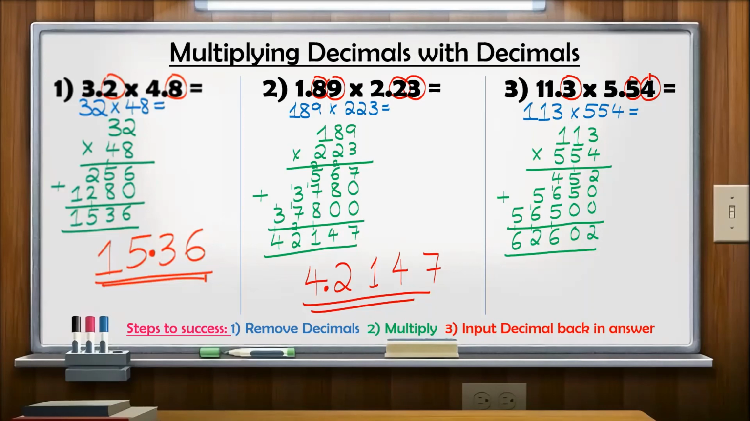So using the answer of 62,602, I'm going to count from the end 3 place value positions, 1, 2, and 3, and therefore my decimal point will go in between the number 2 and the number 6 like that. So the answer to my original question of 11.3 times 5.54 is 62.602.